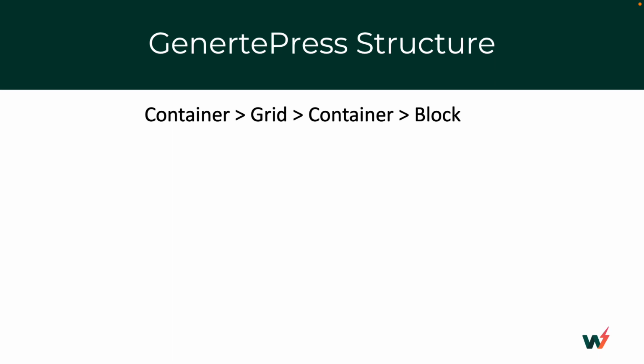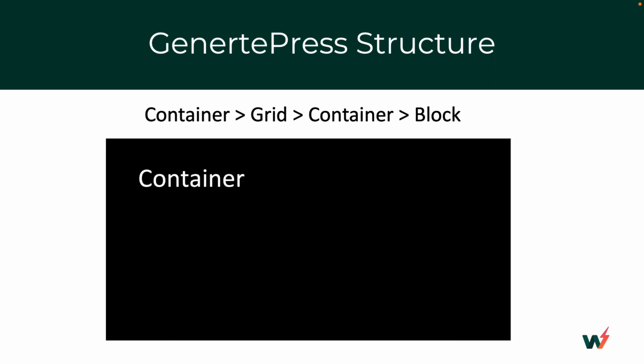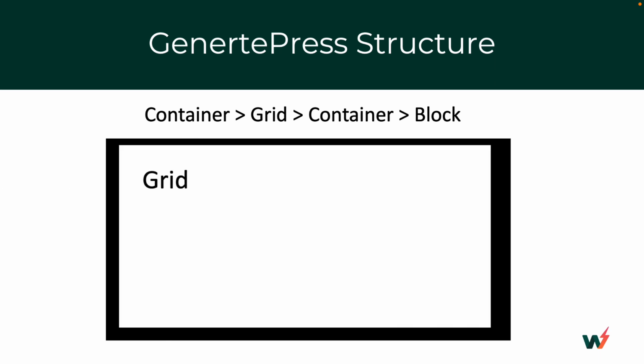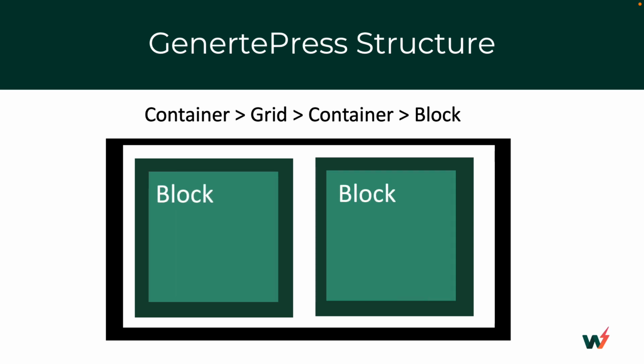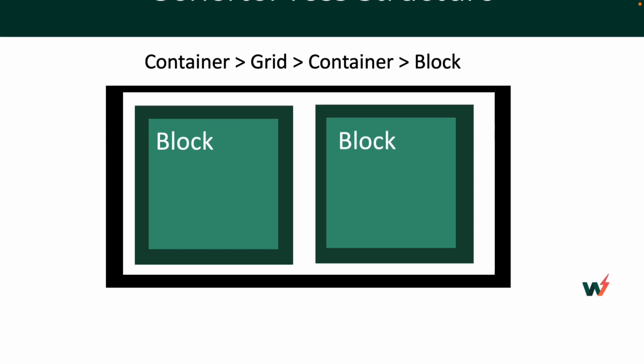GeneratePress has a different structure. It has a container. Inside the container is a grid. I think of that as a row. Grids will have at least one container, very similar to columns in Elementor. And then, of course, the containers will have blocks, very much like widgets in Elementor.